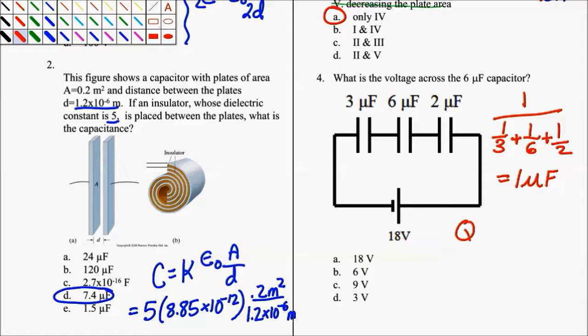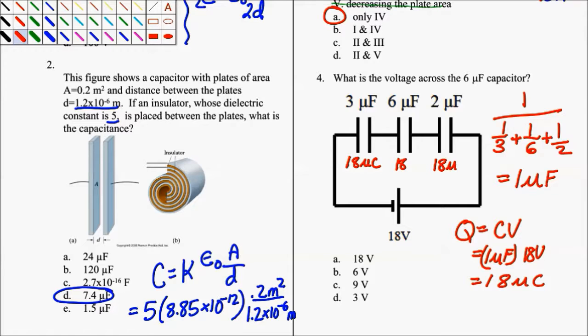And the charge on that 1 microfarad capacitor is C times V. That's 1 microfarad times 18 volts, which is 18 microcoulombs. That means that each of these capacitors has 18 microcoulombs, including the 6 microfarad capacitor. And because it has 18 microcoulombs, I want to know the voltage. V is equal to Q divided by C. That's 18 microcoulombs over 6 microfarads, which is equal to 3 volts.